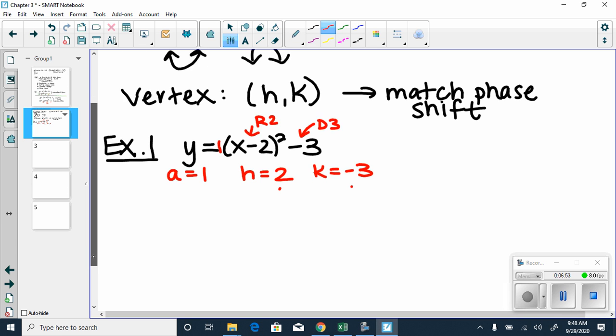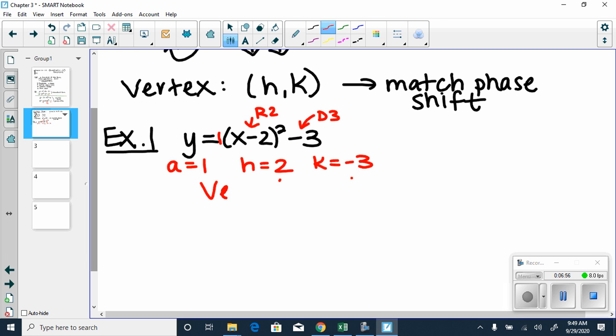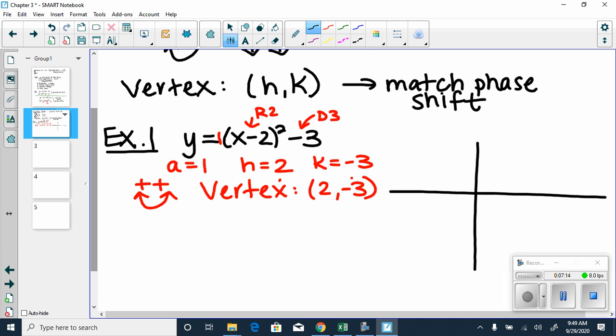All right, so with that said, you automatically know then your vertex is 2, -3. I also know that since A is positive, my graph is going to go up like this. That's a great start. That's basically where you should start every single time you graph a parabola. So when you look at the graph here, over 2, down 3, that's the vertex. You know that is the very bottom point because my parabola is going up.